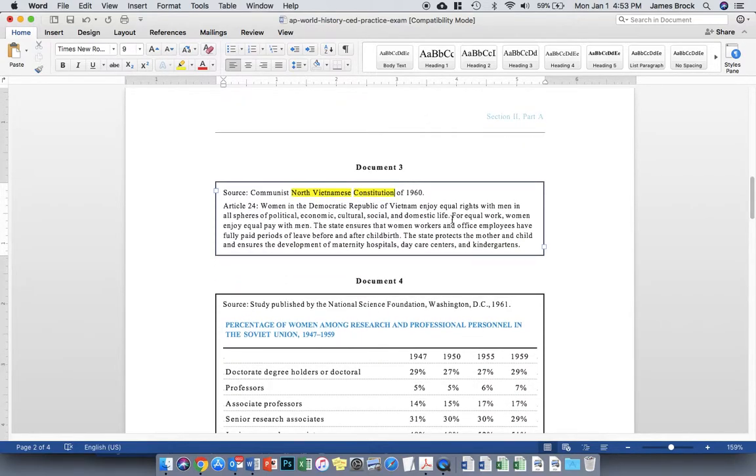Women of the Democratic Republic of Vietnam enjoy equal rights with men in all spheres of political, economic, cultural, social, and domestic life. For equal work, women enjoy equal pay. Wow. The state ensures that women workers and office employees have fully paid periods of leave before and after childbirth. The state protects mother and child and ensures the development of maternity hospitals. Okay, so this is government. This is Vietnam, 60s. Constitutional. Whoa, hello. Constitutional equal pay.